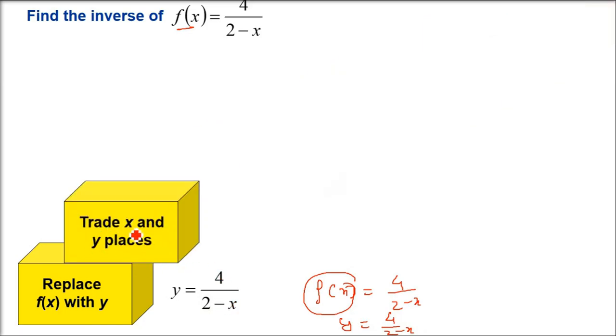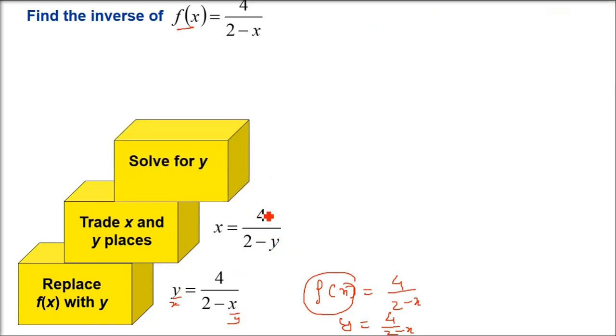The second step is to trade x and y places. Put y as x and x as y. Now this has become x equals 4 by 2 minus y. We just swapped the positions. Now solve for y. x equals 4 by 2 minus y. You have to take y on the left hand side and everything else on the right hand side, just as algebraic simplification is done.